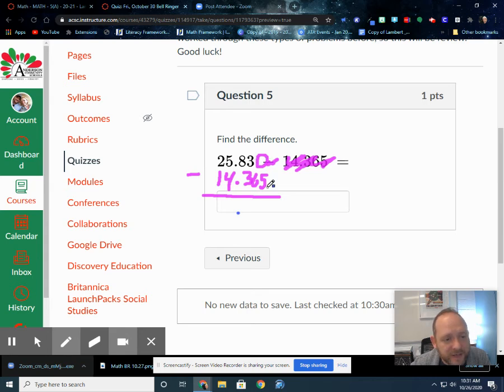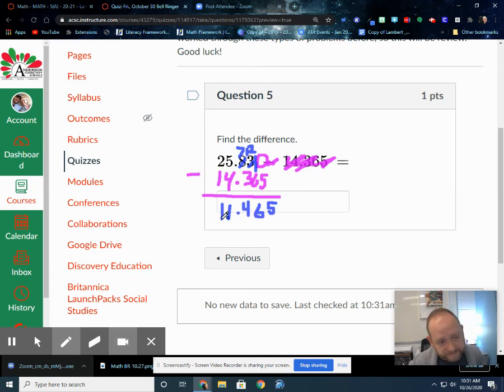So 0 minus 5 can't do, so I'll have to borrow from this 3 and make that a 2. So now I've got 10 minus 5, which is 5. Got 2 minus 6, which I can't do either, so I have to steal from this 8 and make that a 7. All right, now I've got 12 minus 6, which is indeed 6. 7 minus 3, which is 4. 5 minus 4, which is 1. And 2 minus 1, which is 1. That would give us an answer of 11 and 465 thousandths.